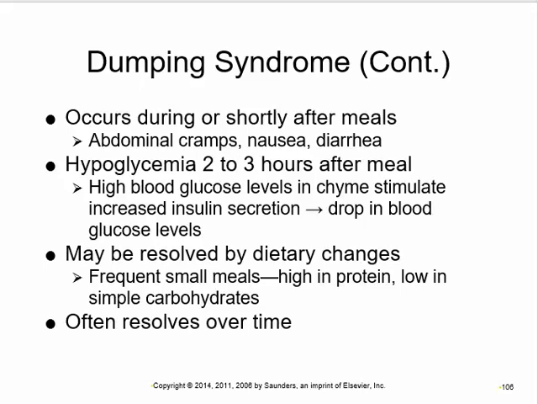So what happens is you eat and then it passes too quickly, and then you get too much, so you get abdominal cramps, diarrhea, nausea. Blood sugars drop because insulin secretion goes way up, and the sugars don't get absorbed, so you end up with a hypoglycemia.